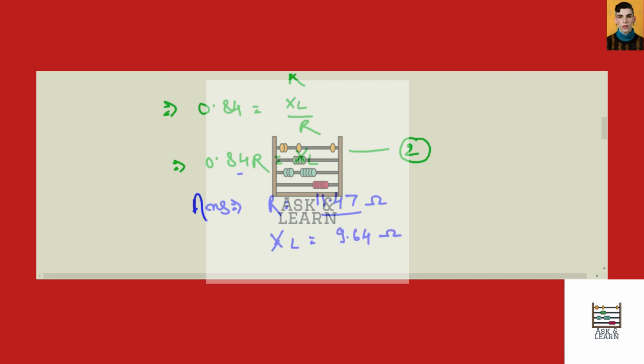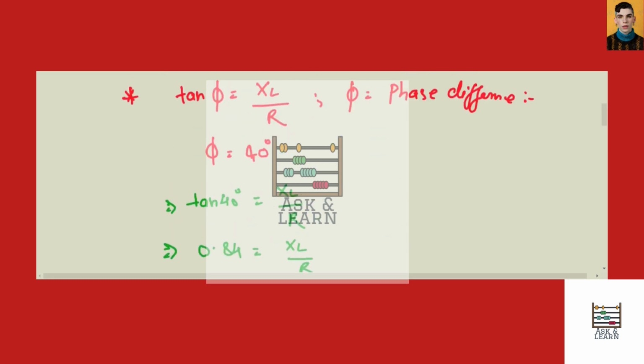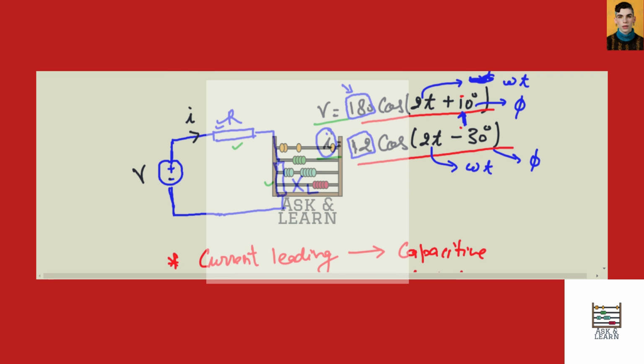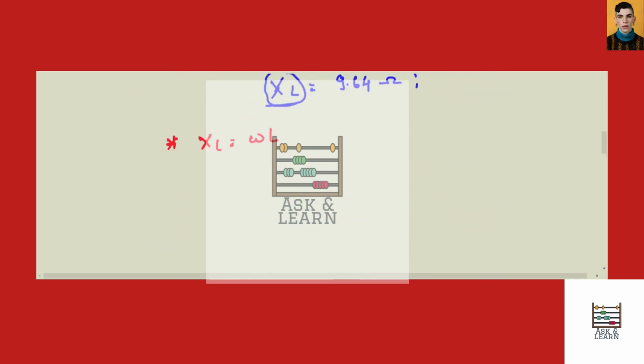But what we have to find out is not the value of XL. We have to find out the value of L. And we also know that, I'm just writing one more point and then the final answer. The one more point is, XL is omega into L, right? And as I already compared, you can see over here, this is our omega t. So the value of omega is 2, right? So just put the value of omega over here.